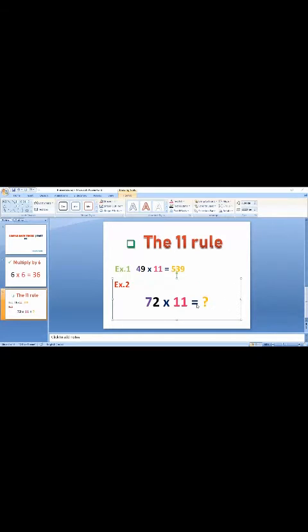Okay. And I'm going to take another example. In my first example, I took 49, right? In this one, I'm going to take 72. It will be easier than 49. So, first separate the two numbers like that. First, separate the two numbers and add them.